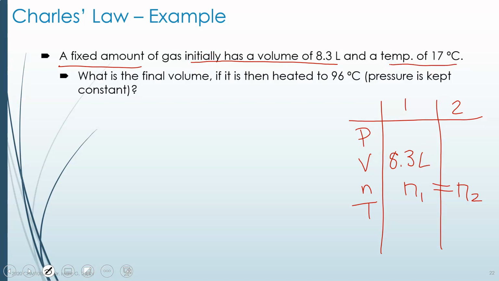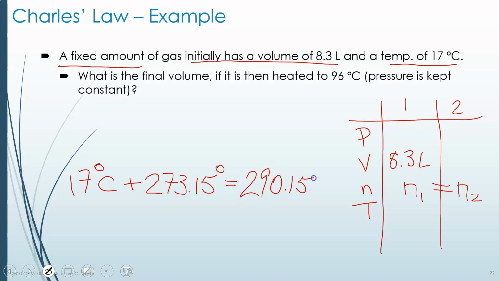An initial temperature of 17 degrees C. Well, that will not do. We have to turn this into Kelvin. And how do we do that? By adding 273.15 degrees to get the Kelvin value. And if we add these together, we'll get 290.15 degrees Kelvin.